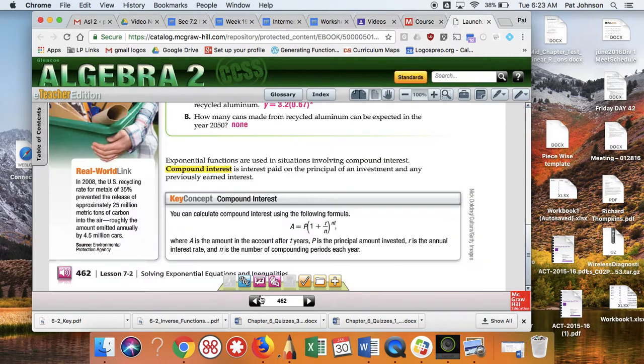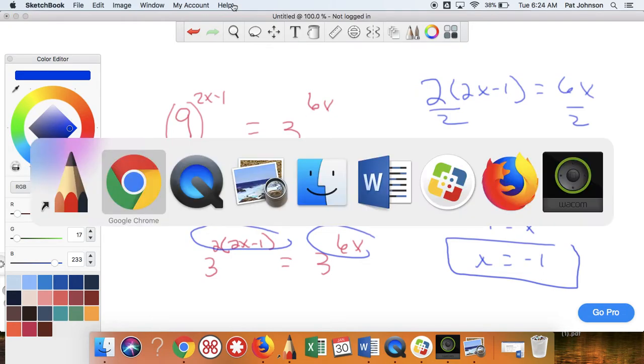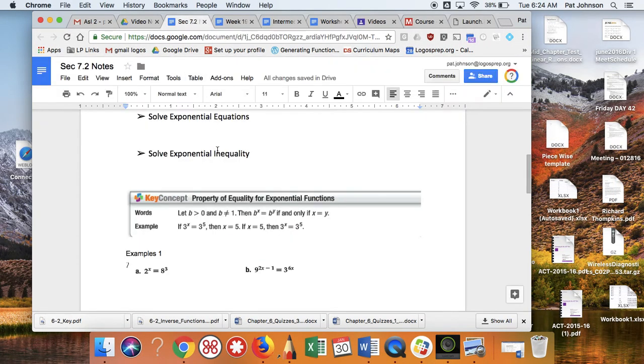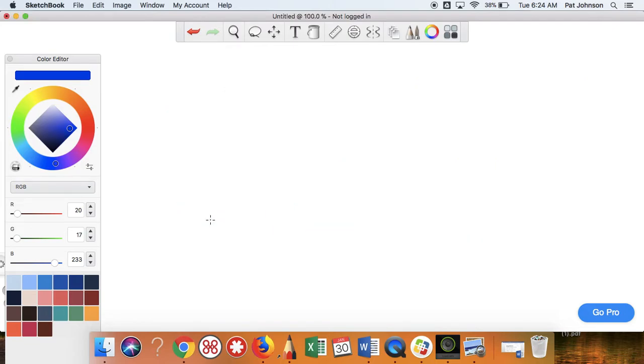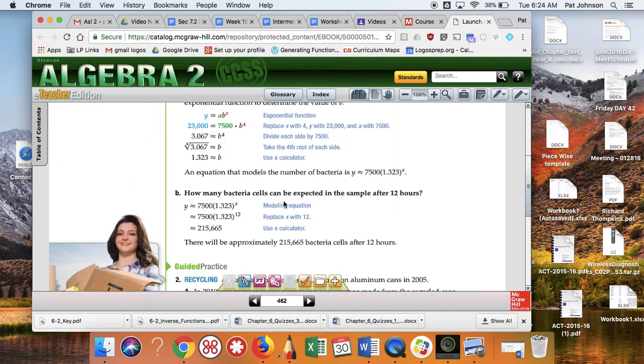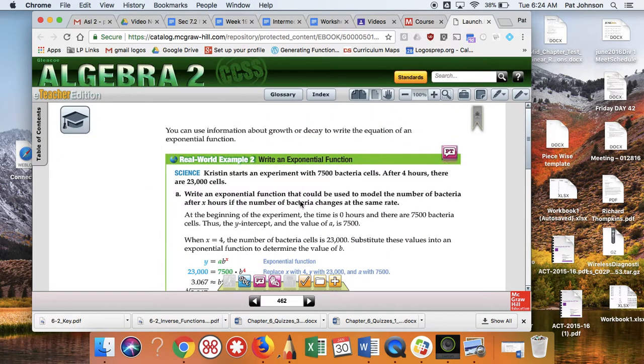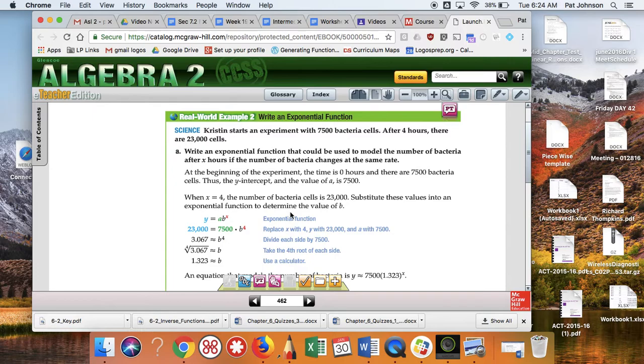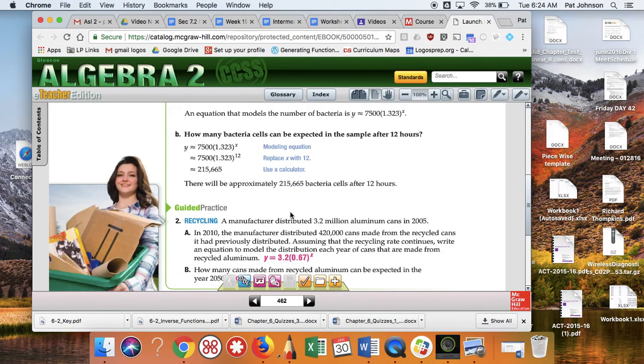So that's all it says. That property is pretty important. This is the property of equality for exponential functions. As long as you have the same bases, you can set the powers equal to each other, therefore solving an equation. All right, so let's move on to compound interest. We'll do this bacteria one in class. You go over it and we'll discuss it in class.